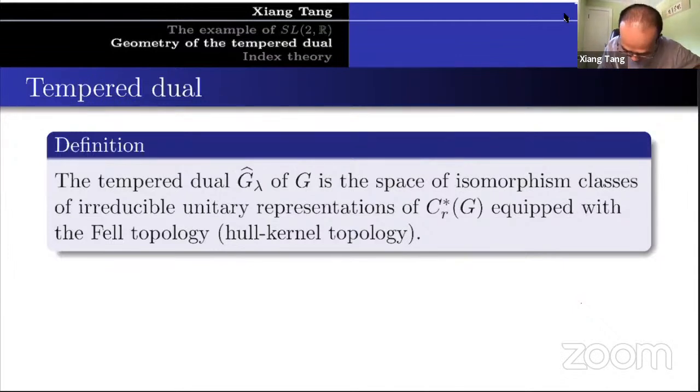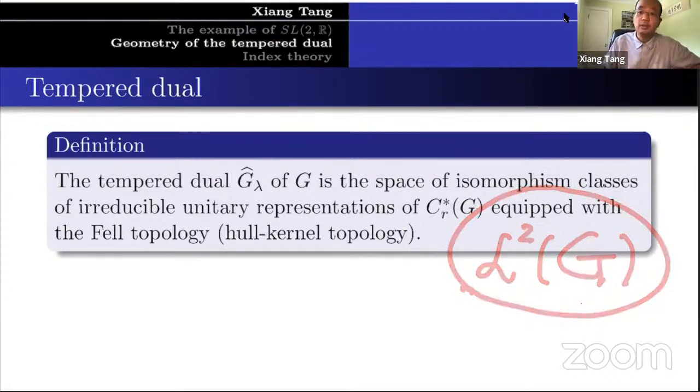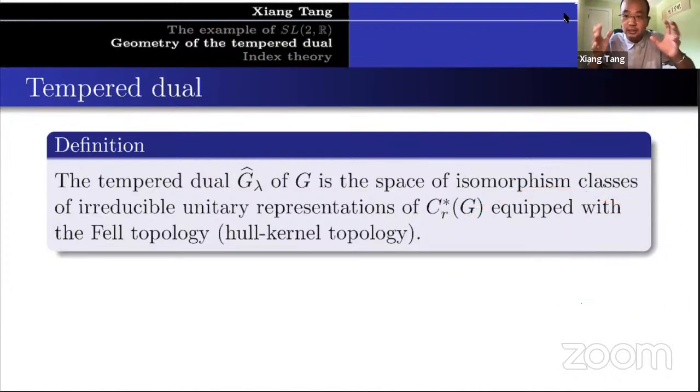All you can see that this is all from our study of L2, the left regular representations. That's kind of this part of representations we can see. Those do not show up in L2 of G. We will not see them.